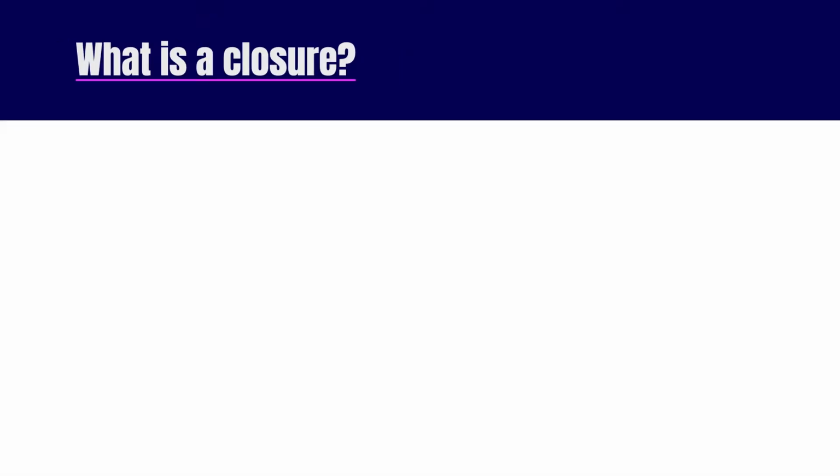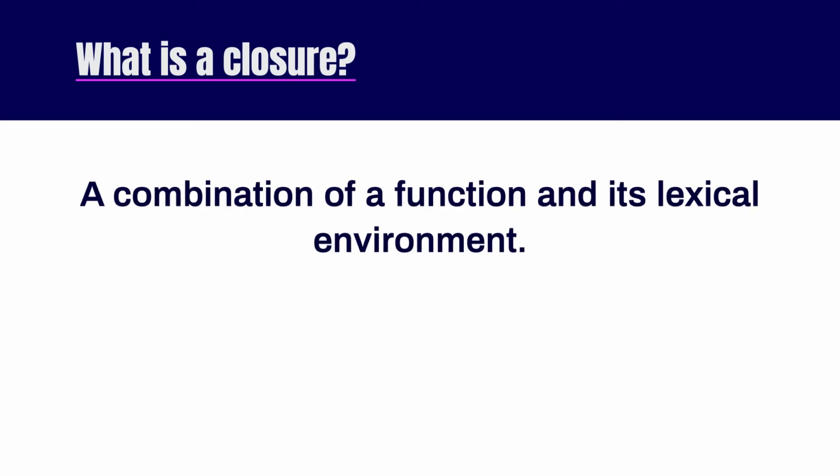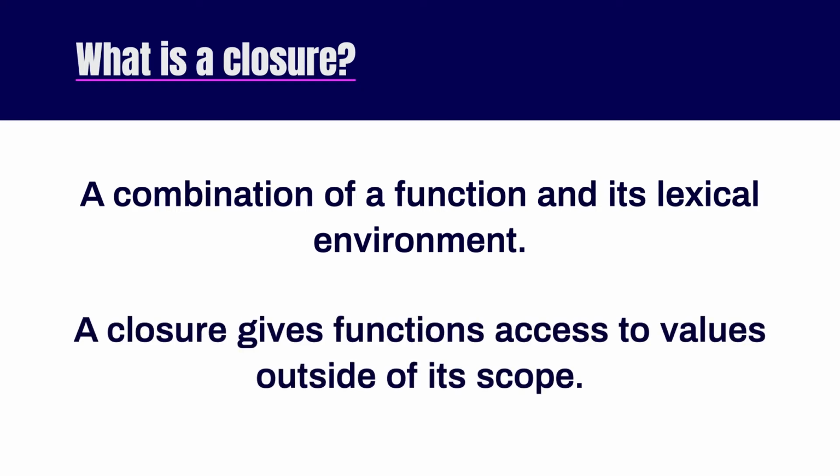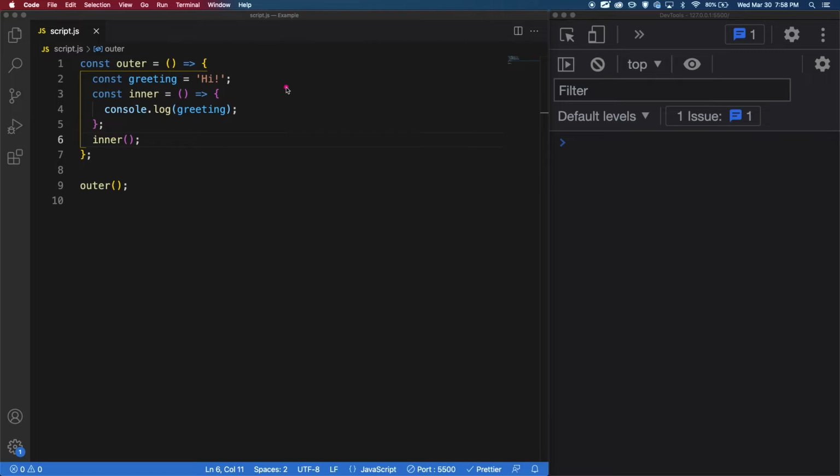So, what is a closure? It is a combination of a function and its lexical environment, meaning the surrounding code. A closure gives you access to an outer function scope from an inner function. All right, and here is an example of a closure in its simplest form.